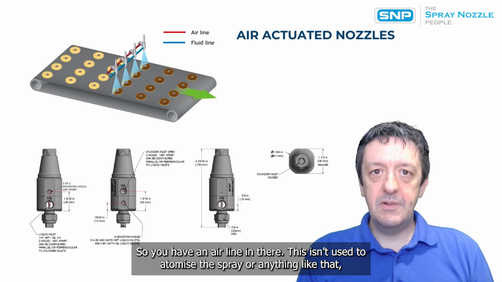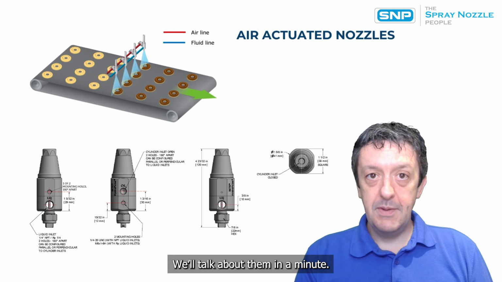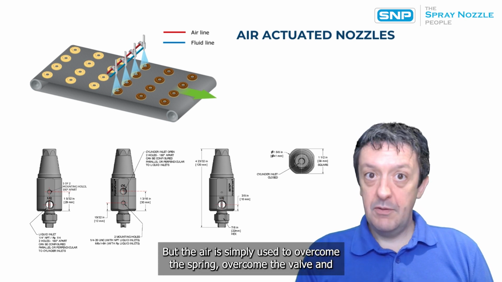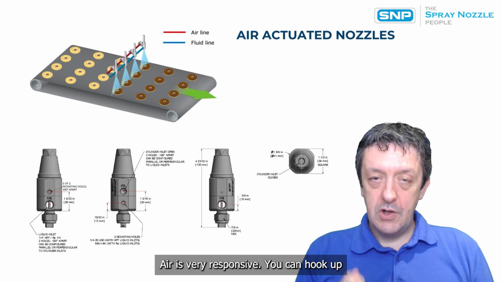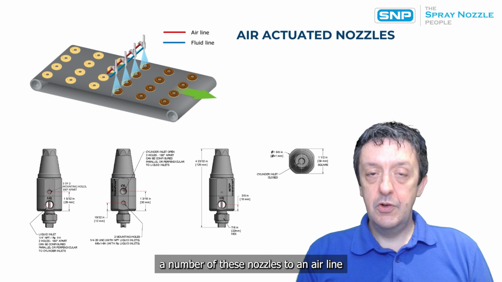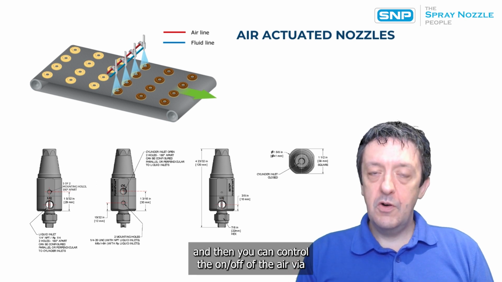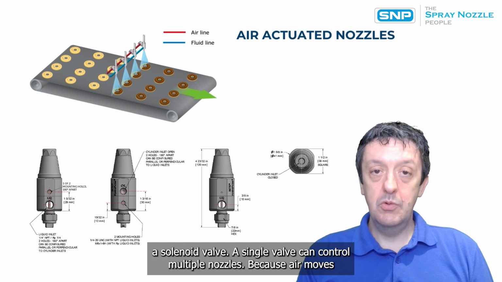This isn't used to atomize the spray or anything like that. It's not an air atomizing nozzle. We'll talk about that in a minute. But the air is simply used to overcome the spring, overcome the valve and get the nozzle to spray. Now, air is very responsive. You can hook up a number of these nozzles to an air line, and then you can control the on and off of the air via a solenoid valve. A single valve can control multiple nozzles.